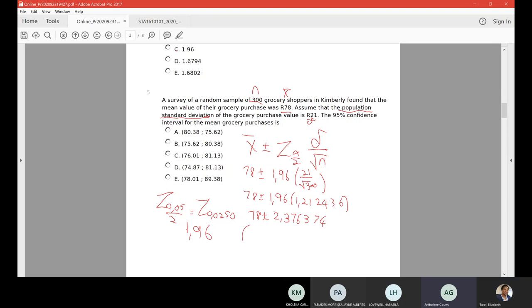2.376374. Okay, and then from there I said 78 plus the 2.376. Okay, so we need to start first with the minus. Oh, okay, 78 minus the 2.376. And then we can go to the plus side, 78 plus 2.376.